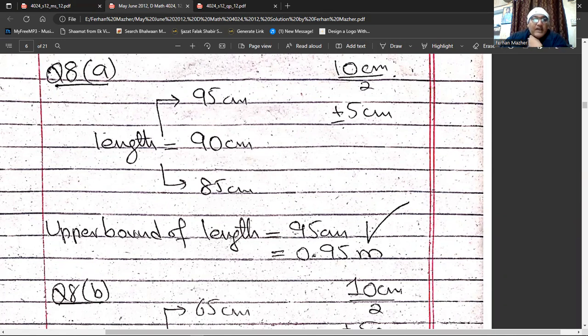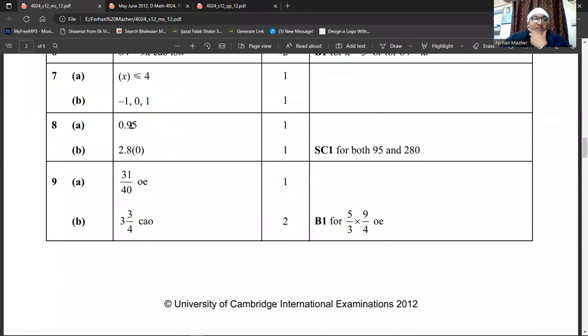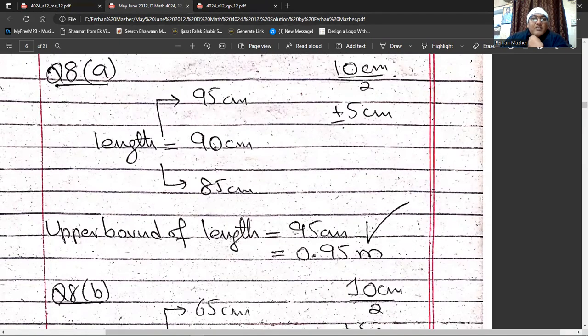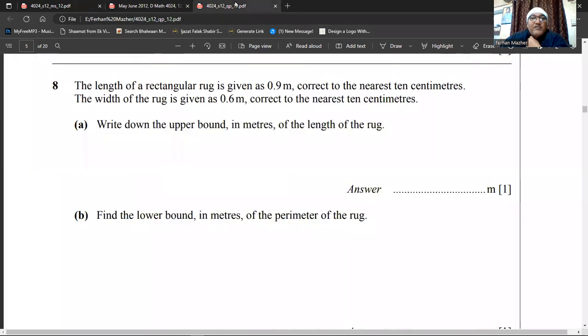The question is, what is the upper bound of the length? That is 95 centimeter divided by 100. You get 0.95 meter. 0.95 meter is the right answer, sir. I hope you understand this A part. Very simple, straightforward upper bound, lower bound question.